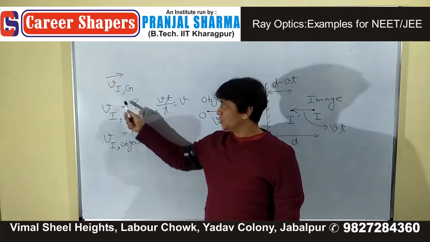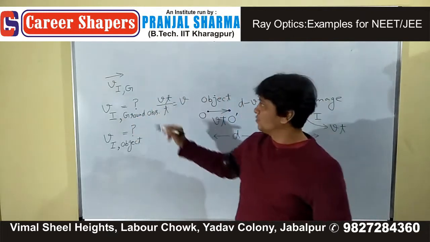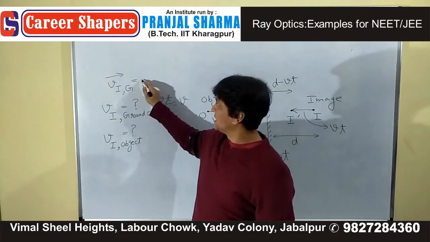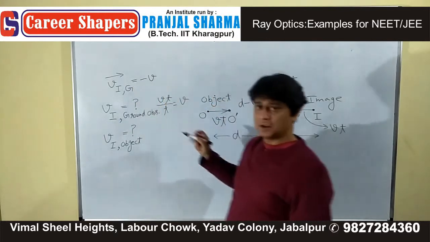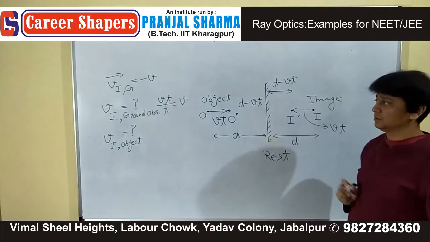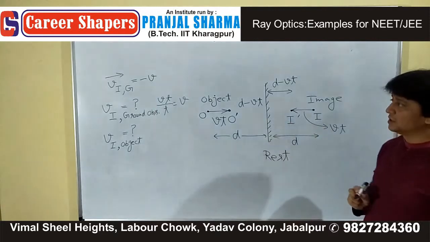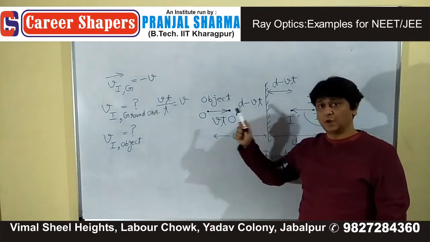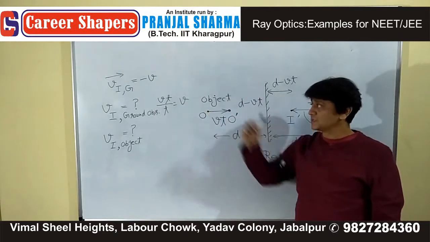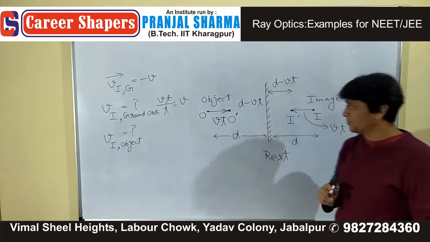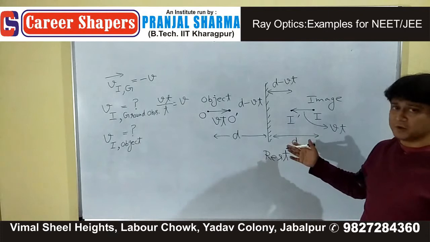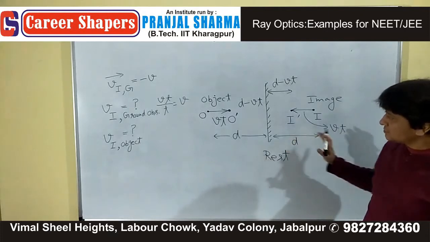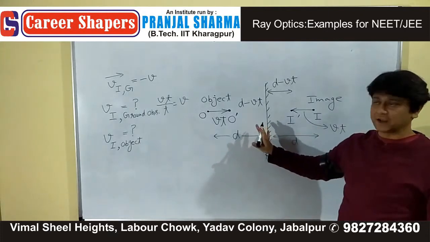If somebody says find out velocity of image with respect to ground observer in vector form, you can simply say minus v for this direction. Now this is the velocity of the image as seen by ground observer. If they ask this question in board examination, then you can proceed like this.